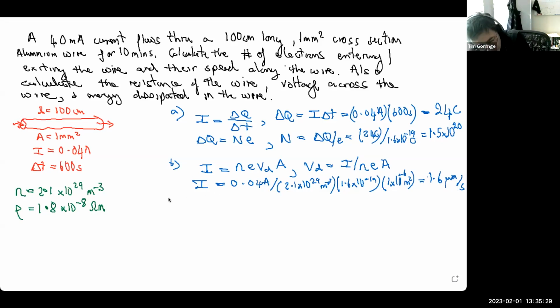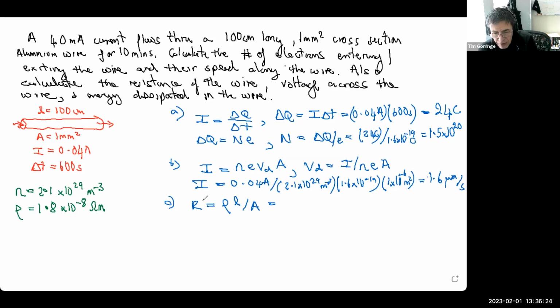I'm going to calculate the resistance first. So the resistance of a length of wire is equal to the resistivity of the wire. So that's dependent on the material of the wire. We know we've got aluminium and we know its resistivity, times a geometrical factor. And that geometrical factor is the length of the wire divided by the cross-sectional area of the wire. It tells us that the longer the wire, the greater the resistance. The greater the diameter of the wire, the smaller the resistance, which makes sense, right?